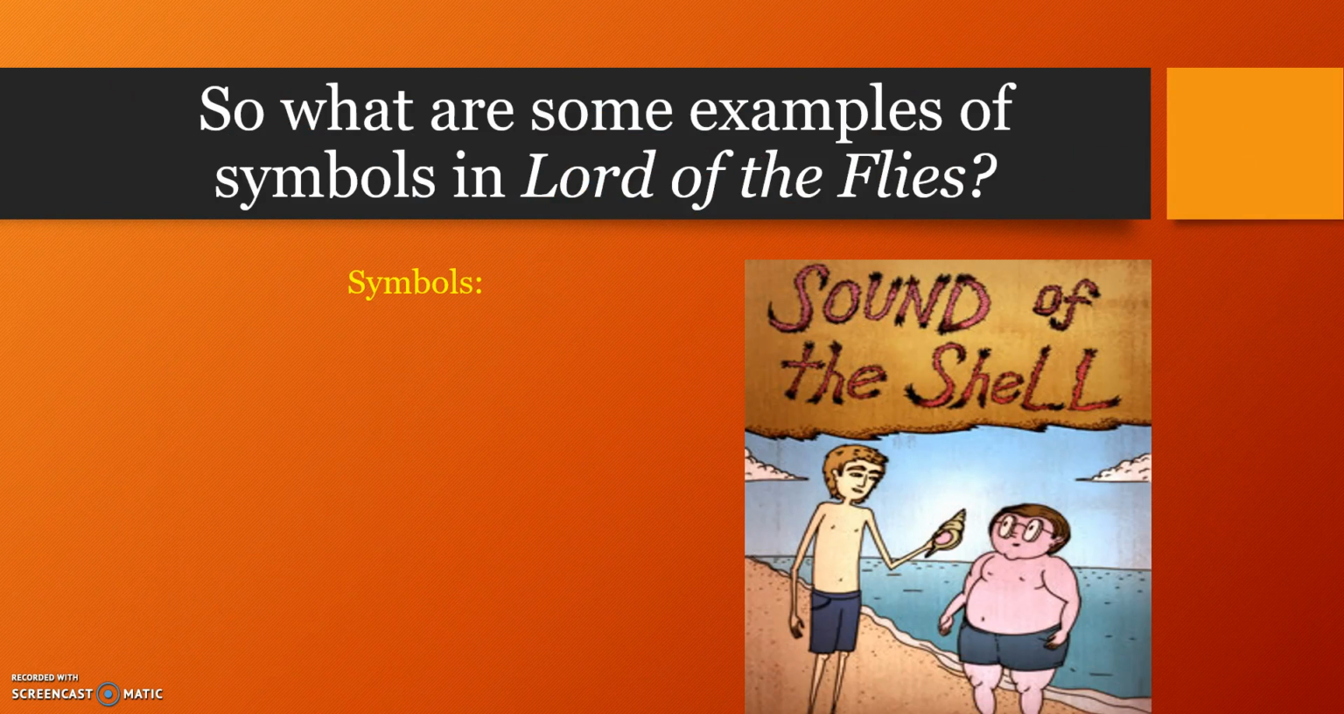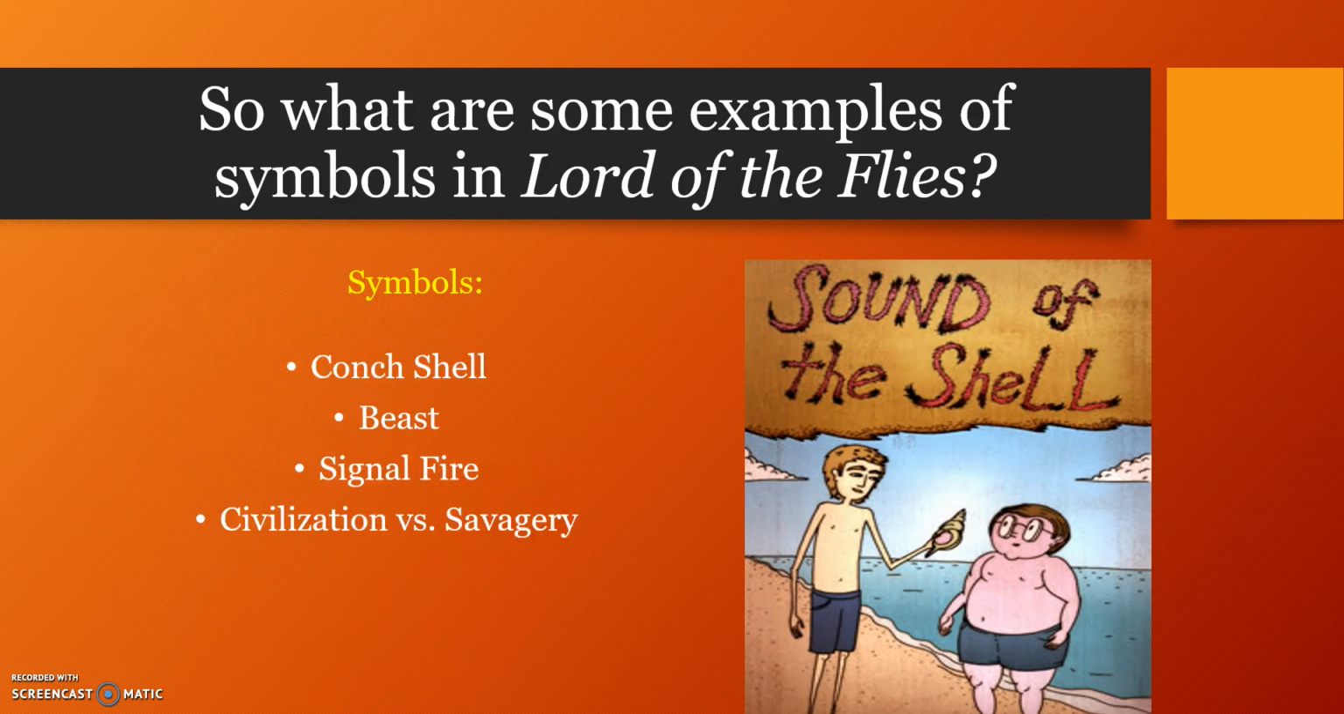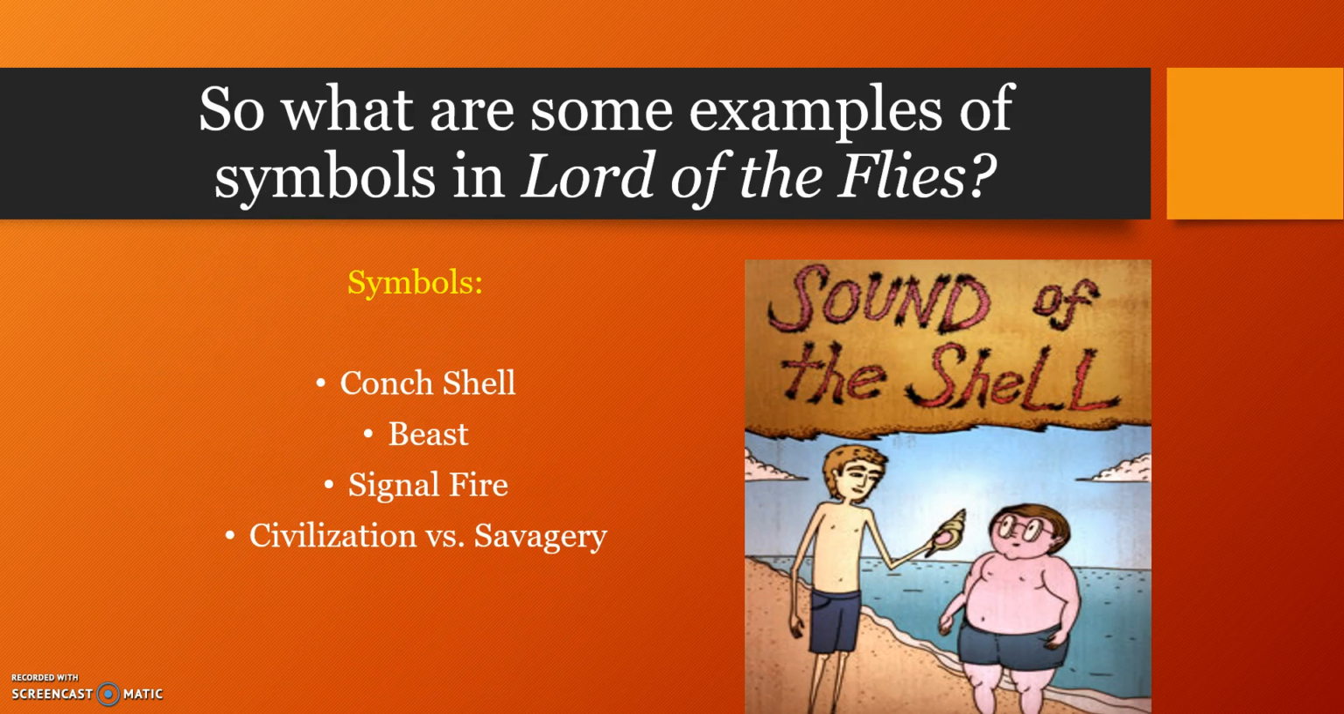So what are some examples of symbols in Lord of the Flies? There's a hint if you look at the picture, and I just talked about it. Conch shell. So we have the conch shell, we have the beast, signal fire, civilization, and savagery. Those are all different kinds of symbols that we've noticed in the novel. The first three are really bigger symbols than the last one.